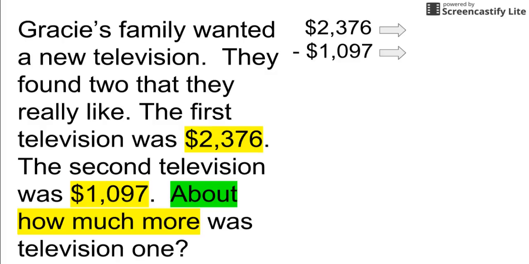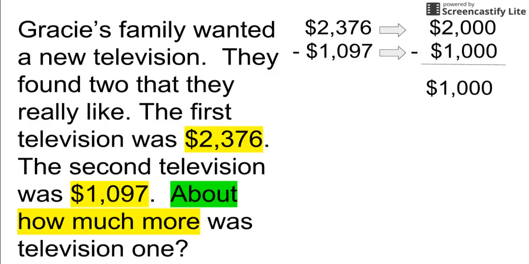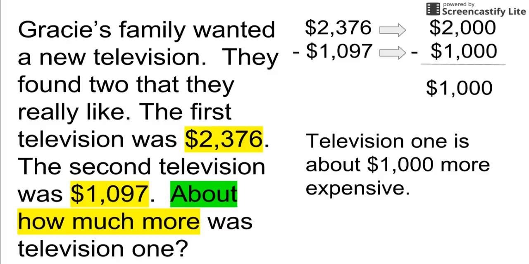So as I round both of these numbers, you'll see 2,376 is going to be closer to 2,000 than it would be 3,000. And then 1,097, it's not that much more than $1,000. So that would round to 1,000. So the difference of those two estimated numbers would be 1,000. So television one is about $1,000 more expensive than television two.